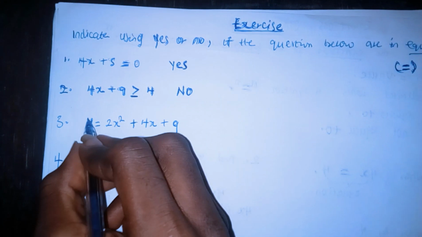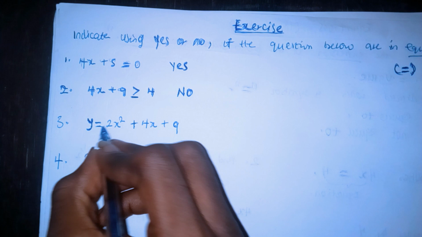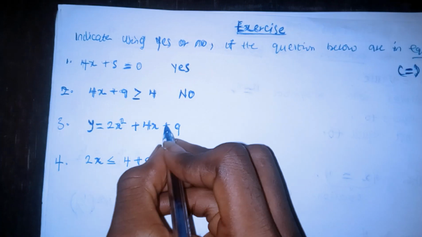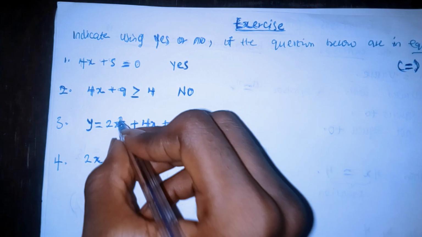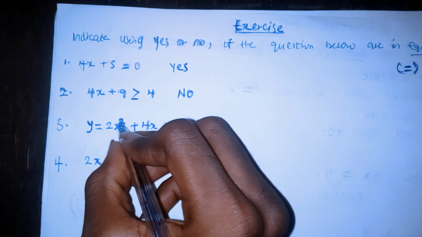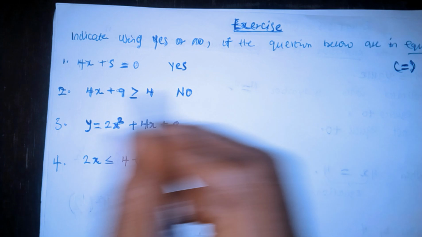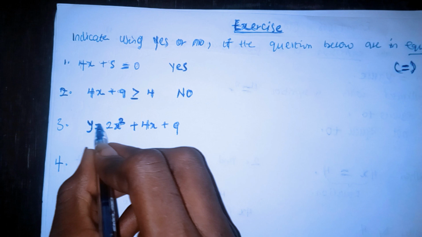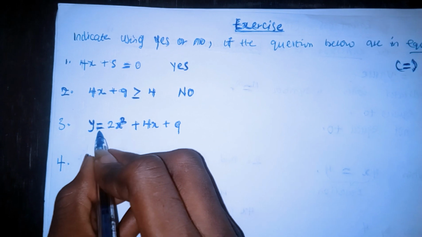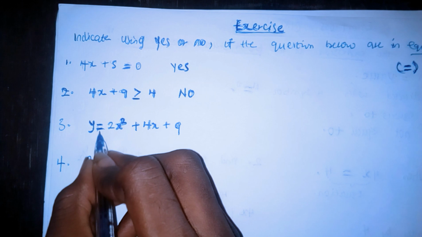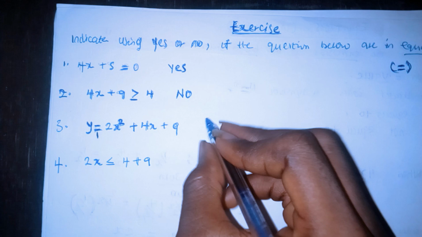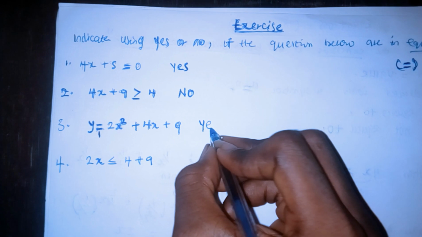And the third question says y is equals to 2x squared plus 4x plus 9. This is the part of quadratic equation I'm telling you about, when the x is raised to power 2. Let's leave that; we're going to tackle it in the next videos on equation. The main thing we're looking at here is this equals to sign, which is what makes this question correct and in equation format.